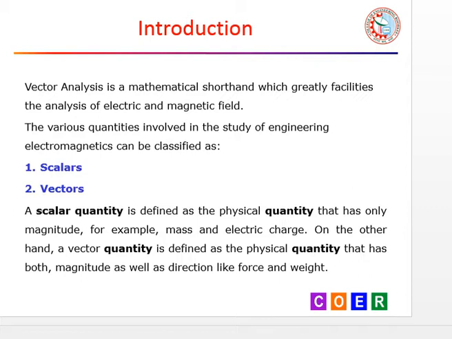The various quantities which are involved in the study of electromagnetic engineering can be classified as first, scalar, and second, vector. A scalar is a quantity whose value may be represented by a single number, which may be positive or negative. The direction is not at all required in describing a scalar.